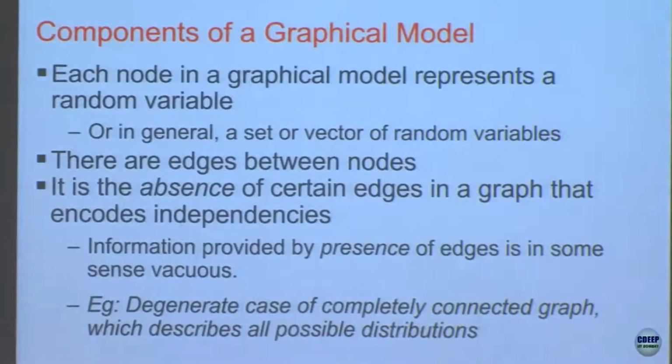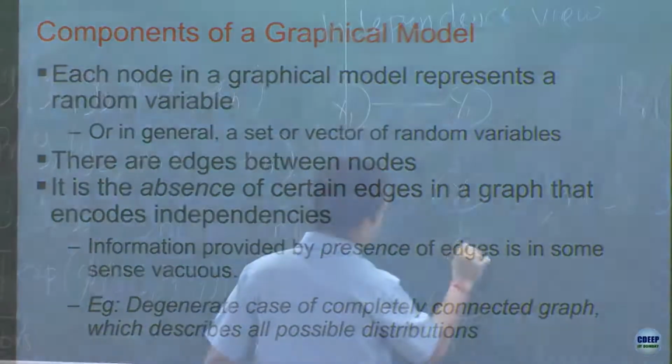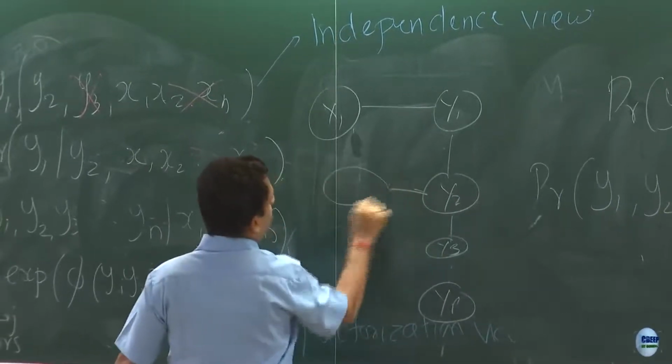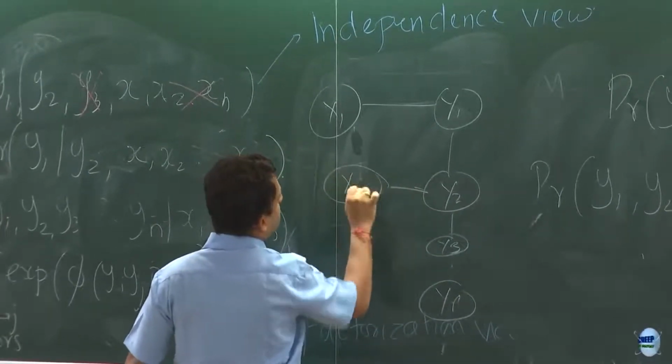So what are the components of a graphical model? You have a node which represents a random variable. Each of these y1, y2, yn will represent a random variable. In fact, even x1 to xn represent random variables. And there are edges between nodes. We saw a simple graph: y1, y2 and yn were all connected to each other, but not directly. Each yi was influenced by an xi.